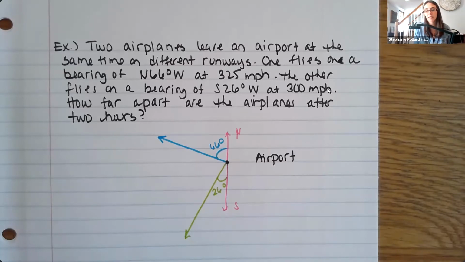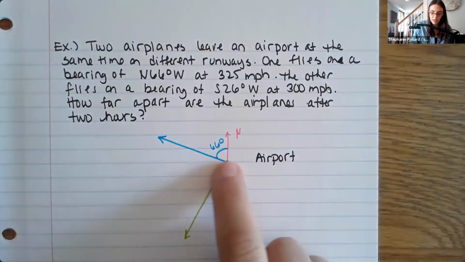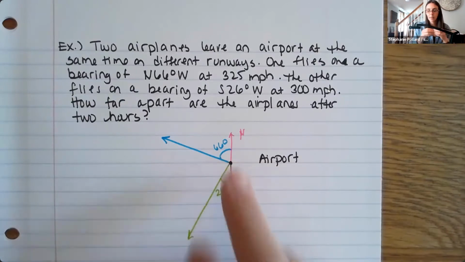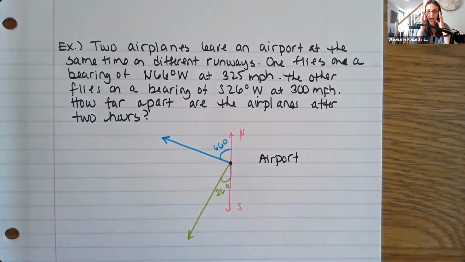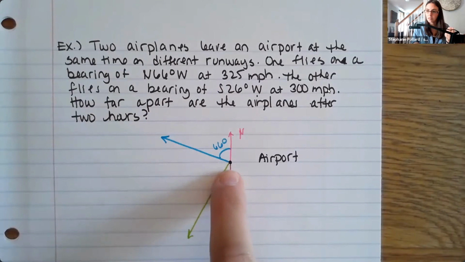So the first thing I did is I started with the bearings. I haven't completed the drawing yet. So remember, for our bearings, it's always off a north-south line. So I just drew a little dot here for the airport. Now, even though they're on different runways, the planes would be relatively close to one another when we're talking such large distances for miles here. So I'm just doing a dot for the airport. So they'd be leaving from the same location.